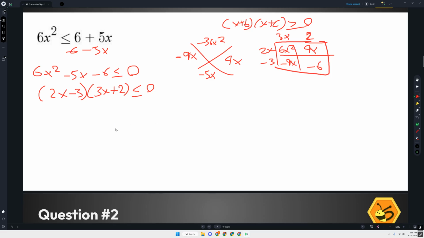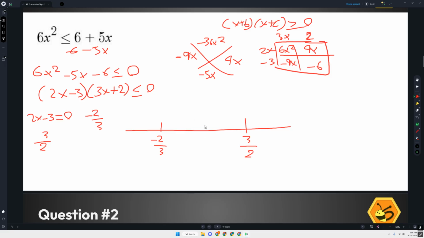You put your number line. You set this equal to 0, which means 3 over 2 is one x-intercept, and negative 2 over 3 is your other x-intercept. So you put 3 over 2 and negative 2 over 3. Then all you have to do is plug in values. If you plugged in 0, would the number be positive or negative? It would be negative.